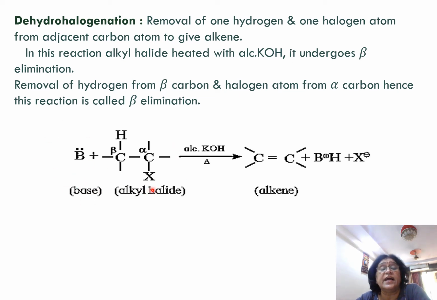So when this base reacts with alkyl halide, it eliminates hydrogen from the beta carbon, the beta hydrogen, and it forms water and alkene, and here the carbocation is formed. The halide is given out and the carbocation forms, and the plus charge on the carbocation is neutralized and a double bond is created. So you get alkene plus BH plus X minus. Clear? So this removal of hydrogen from the beta carbon and halogen from the alpha carbon is called beta elimination. Clear?